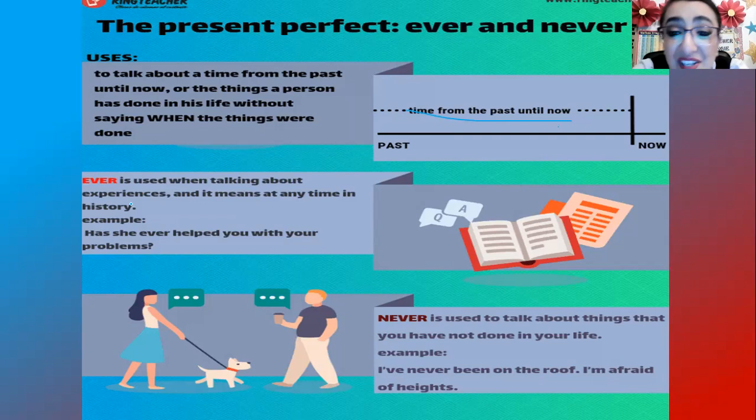And never is used to talk about things that you have not done in your life. El never tú lo vas a estar utilizando para cosas que no has hecho en tu vida, desde el pasado hasta ahorita, ¿no? Nada que ver en el futuro. I have never been on the roof. I'm afraid of heights. Nunca he estado en el techo. Le tengo miedo a las alturas. Ever, alguna vez. Never, nunca.